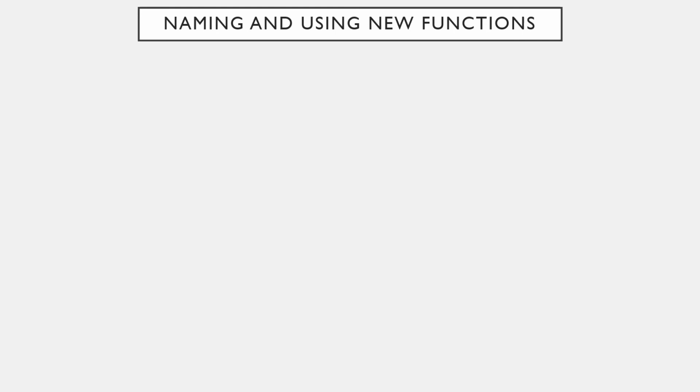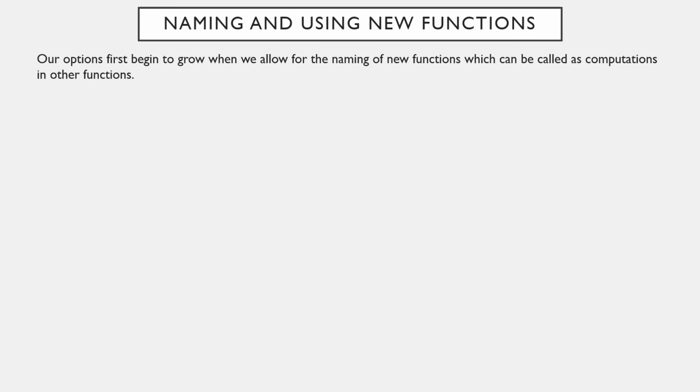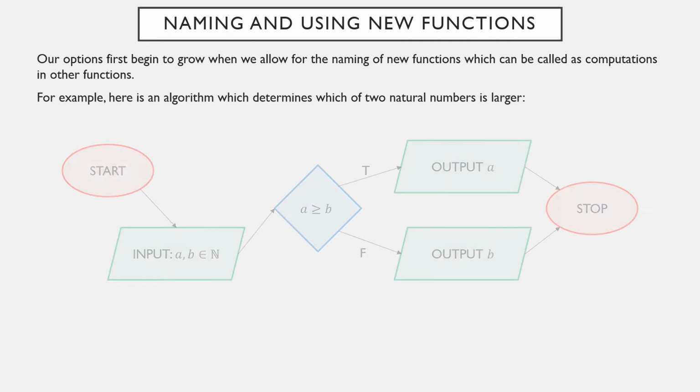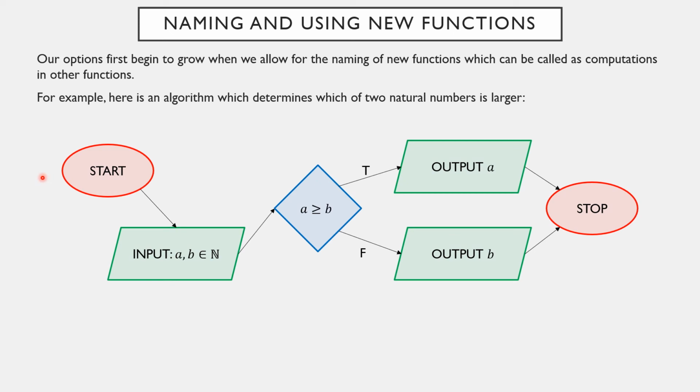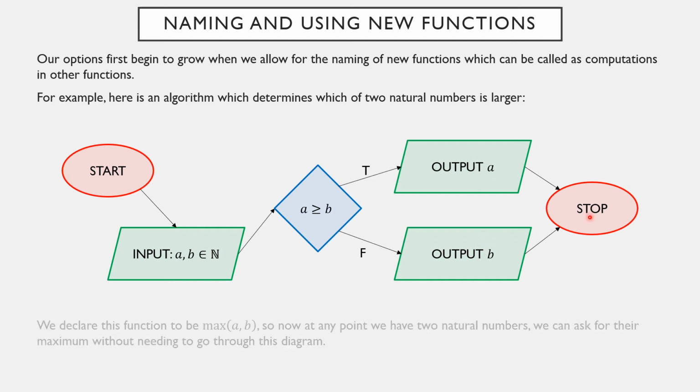Well, how are we going to make new functions that do more than just that? Our options start to really develop when we allow for naming new functions that are then called upon in other ones. For example, here's an algorithm that determines which of the two numbers is bigger. It takes two natural numbers and asks: is a bigger than or equal to b? If so, output that one. If not, output b. Either way, we're outputting the number that was bigger, and then stop.